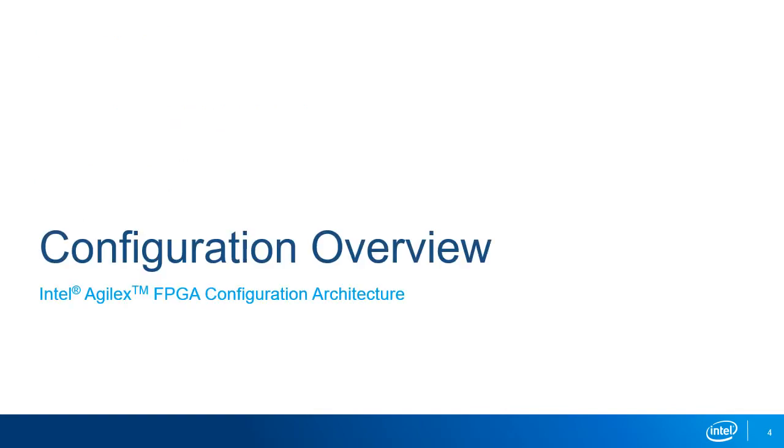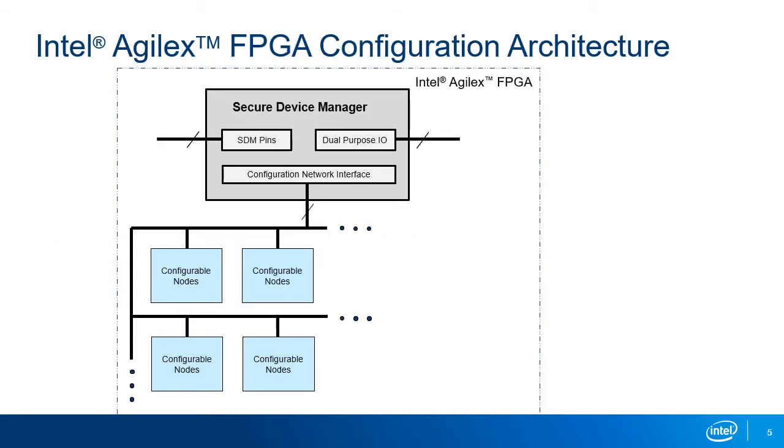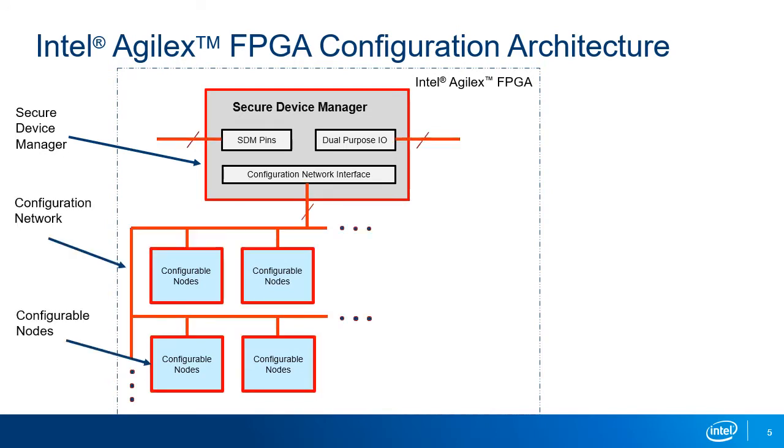The first part of this section introduces you to Agilex FPGA configuration architecture. The Secure Device Manager is available in all densities and variants of Agilex FPGA and SoC devices. This block diagram provides an overview of the Agilex configuration architecture, which consists of a Secure Device Manager and a configuration network which connects a mesh of configurable nodes.